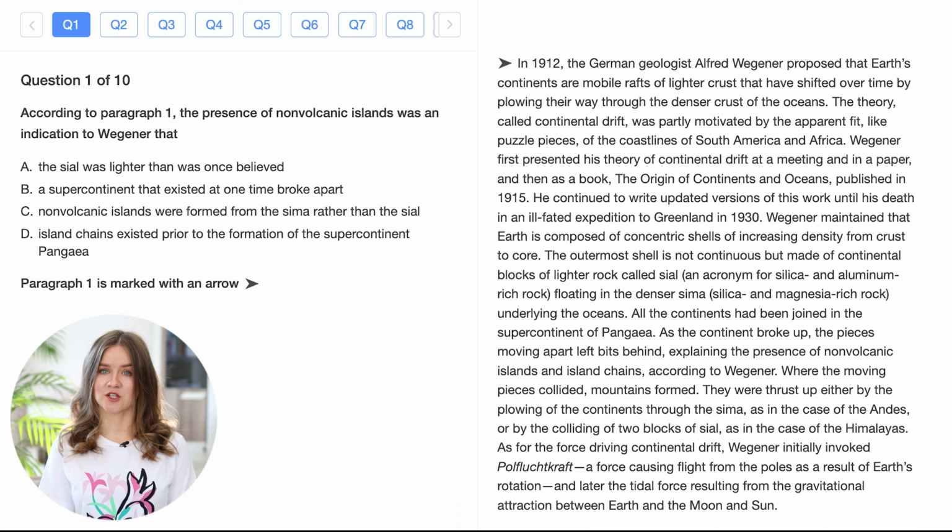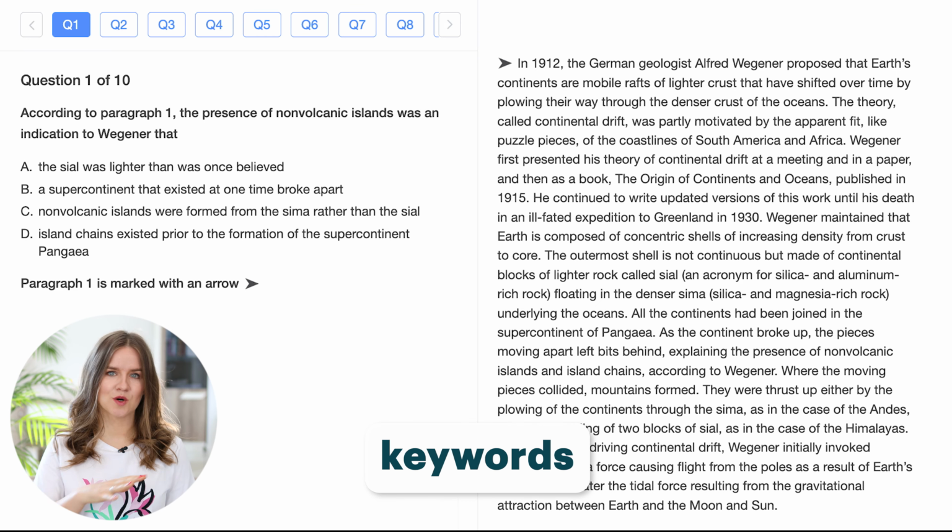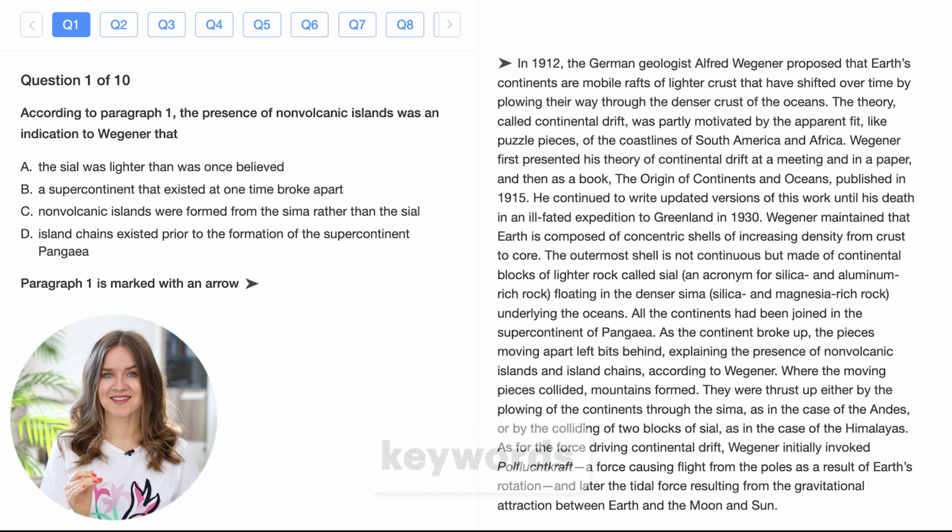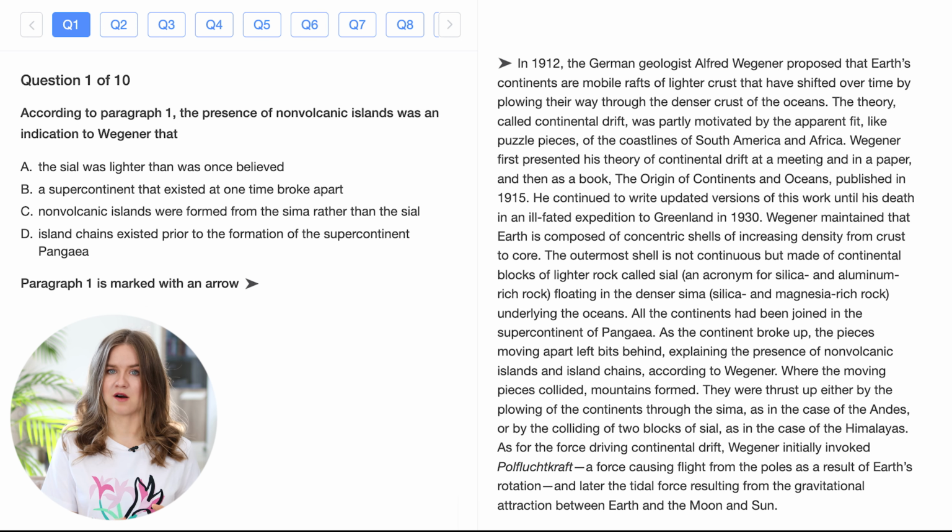Well, it's time to check your answers. Let's see if you used the right strategy. Did you find the keywords in the question? If yes, great job. If not, make sure to do that next time. Keywords are essential for locating the right part of the paragraph more quickly. The keywords in the question are non-volcanic islands.